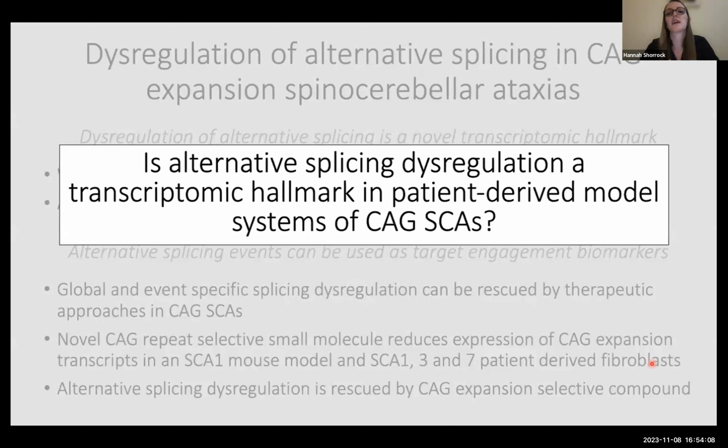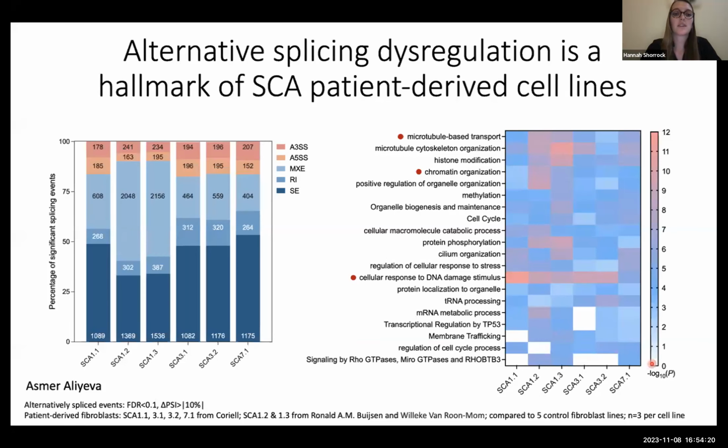And really where we want to take this is to understand whether this is relevant in patient models of these diseases. So everything that I've shown you so far has been looking at mouse models of these diseases. And so a wonderful graduate student in the lab, Asma Alieva, has been performing RNA sequencing of 3 SCA1, 2 SCA3, and 1 SCA7 patient-derived fibroblast lines. And what you can see here across the board is that we do see a large amount of dysregulated alternative splicing events, with that predominantly affecting skipped exon events largely across the board.